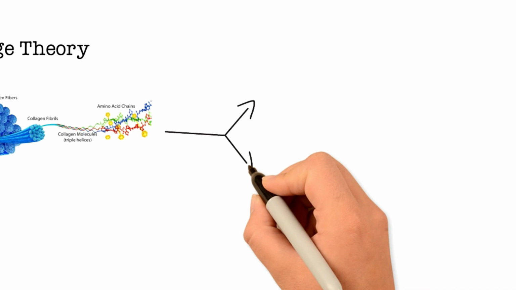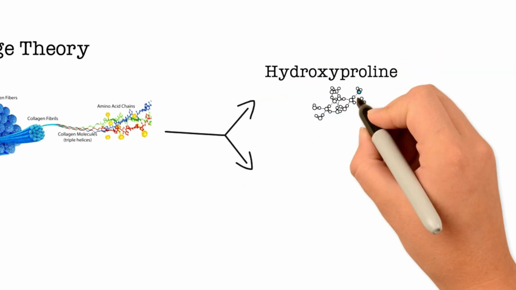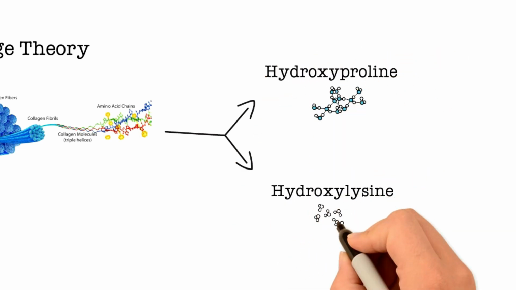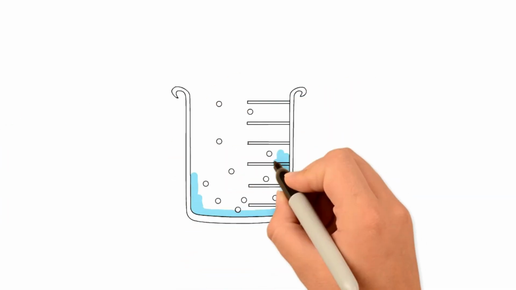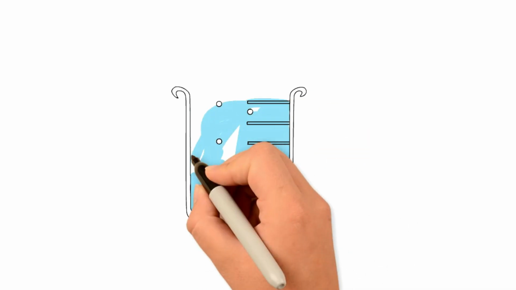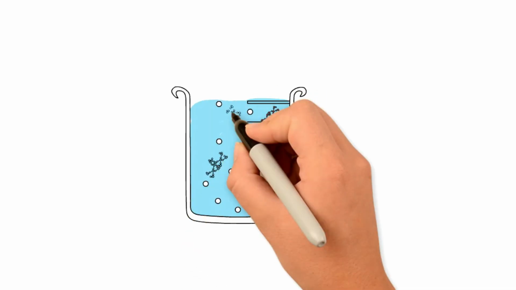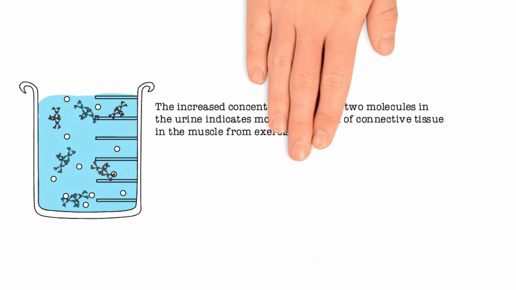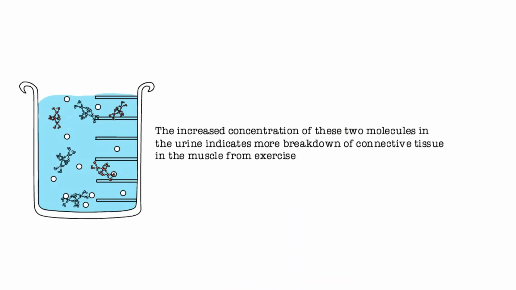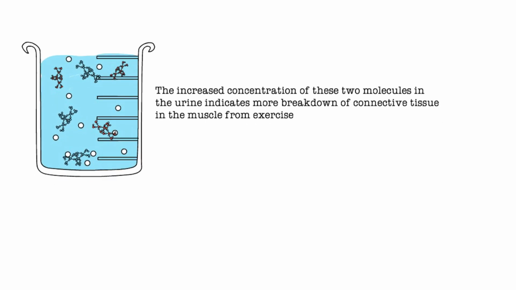2 of the main amino acids found in collagen are hydroxyproline and hydroxylysine. Support for this theory comes by measuring the levels of these 2 amino acids in the urine after exercise. After heavy eccentric exercise, the connective tissues around the muscle fibers get broken down, and contents of collagen like hydroxyproline and hydroxylysine get excreted into the urine in higher amounts than normal in the following days. This indicates the breakdown of the connective tissue around muscle.